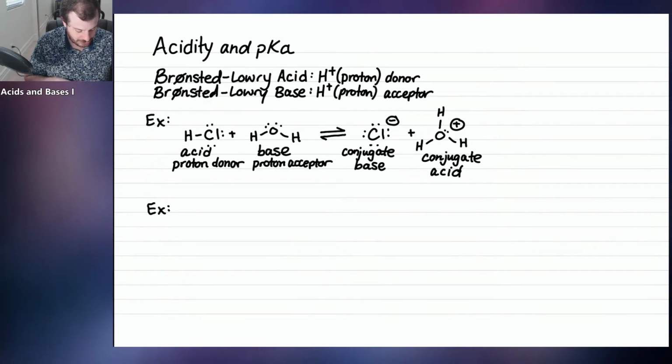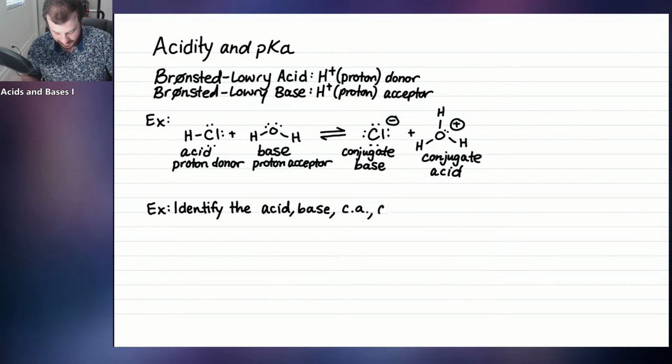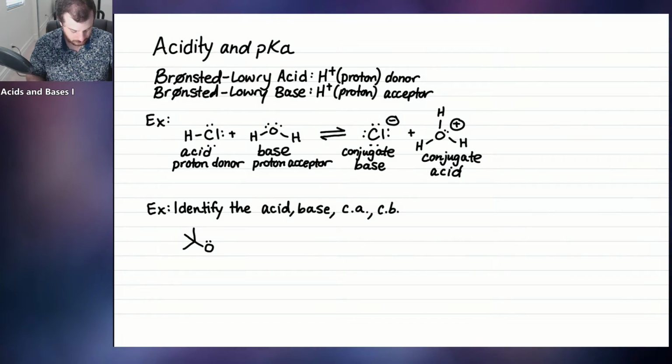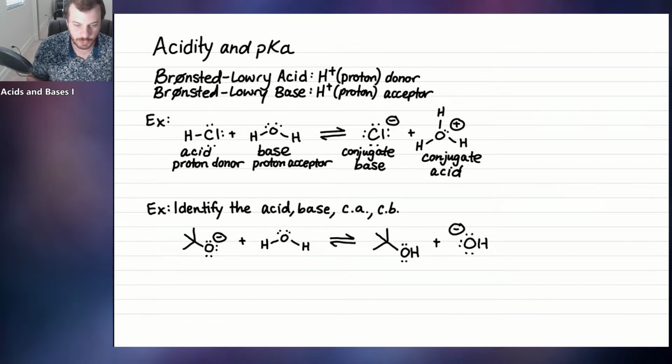And let's say this is an example test question. Identify the acid, base, conjugate acid, sometimes abbreviated CA, and conjugate base, sometimes abbreviated CB. All right, let me draw out the reaction. Use those equilibrium arrows to show that it is easily reversible. These acid-base reactions are easily reversible, generally speaking. Okay, here's a reaction, so let's identify the roles of all the different players.